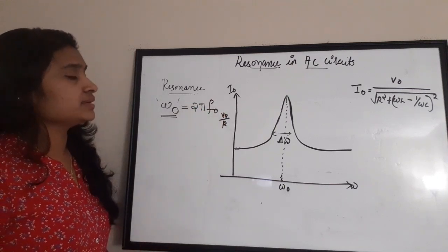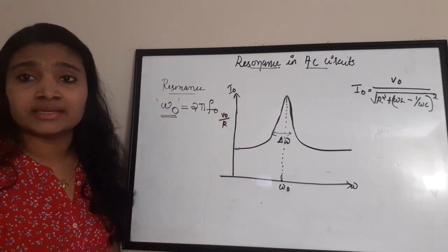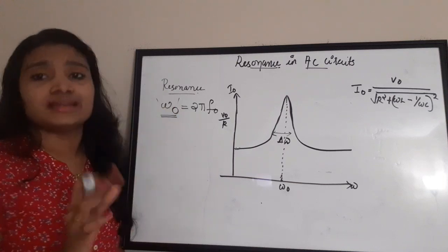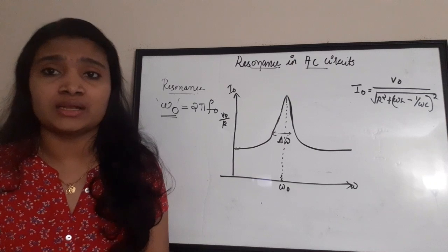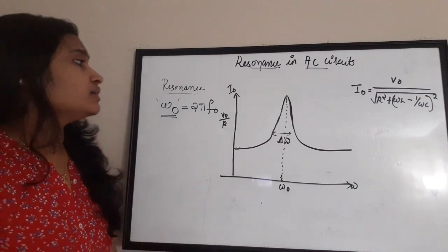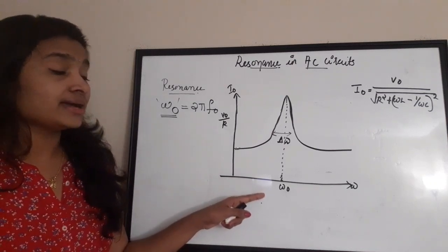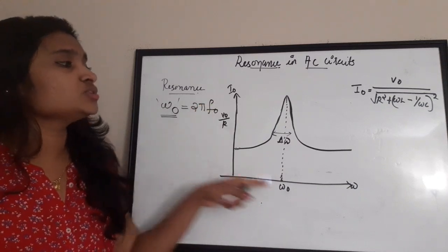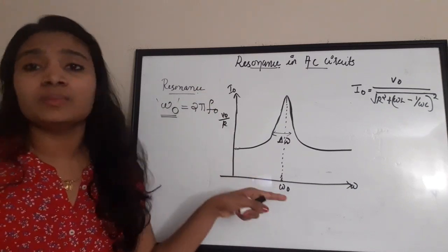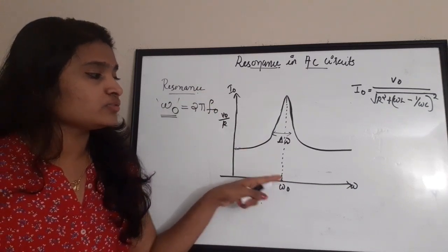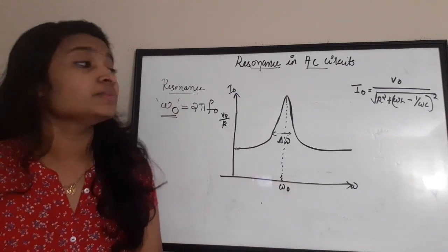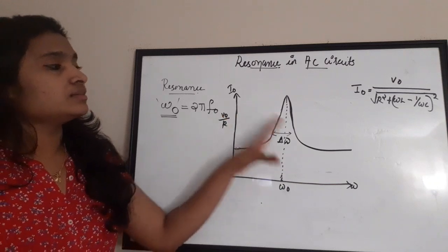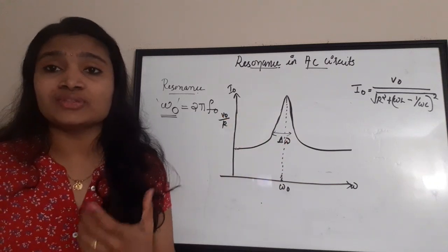Very simple, right? Now, what is the peculiarity of this resonance state? Resonance is a state when the current value goes to its peak value, and we take the angular frequency at that point as omega 0. We are drawing a graph between I0 and omega, and at one particular value of omega the current is at its maximum, and we call that the resonance state.